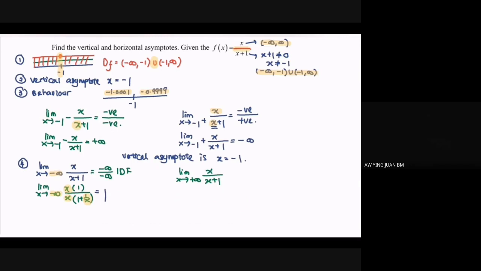Next, let's move on to the right hand side. If we substitute the value into the function, we will have positive infinity over positive infinity, again, which is an indeterminate form. Since the situation is the same, limit when x approaching positive infinity, 1 over 1 plus 1 over x. The situation has been simplified. So finally, we will have 1 as well. So as a conclusion, the horizontal asymptote is y equals to 1.